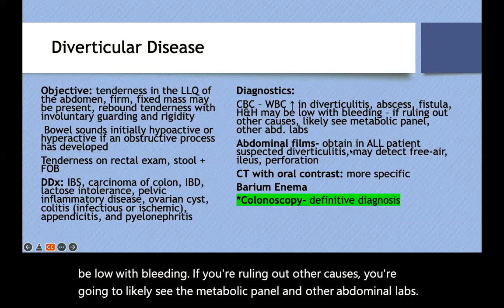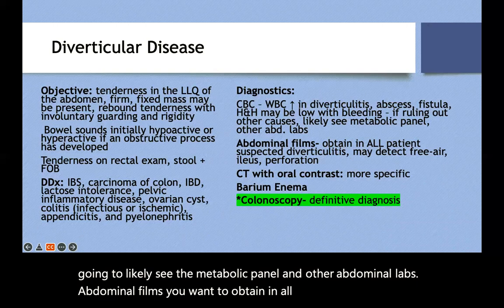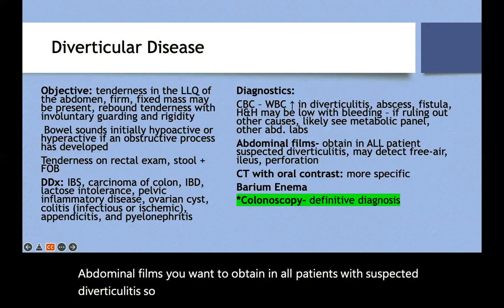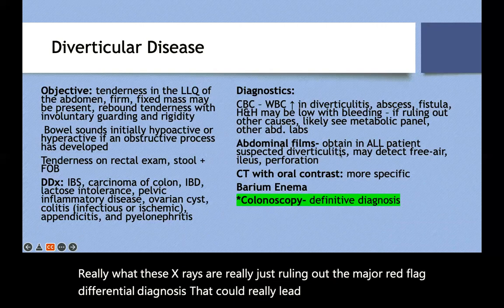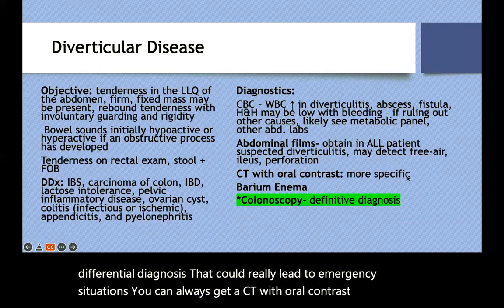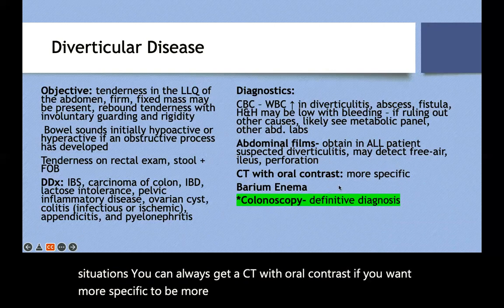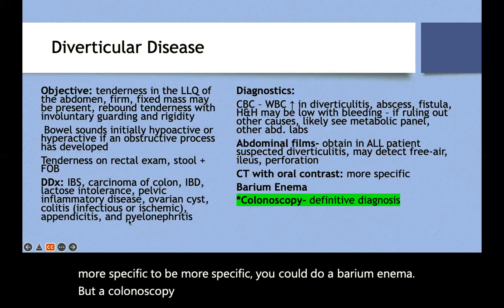Abdominal films you want to obtain in all patients with suspected diverticulitis so you can detect any free air, ileus, or perforation. Really, with these x-rays, you're just ruling out the major red flag differential diagnoses that could lead to emergency situations. You can always get a CT with oral contrast to be more specific. You could do a barium enema, but a colonoscopy really gives a definitive diagnosis.